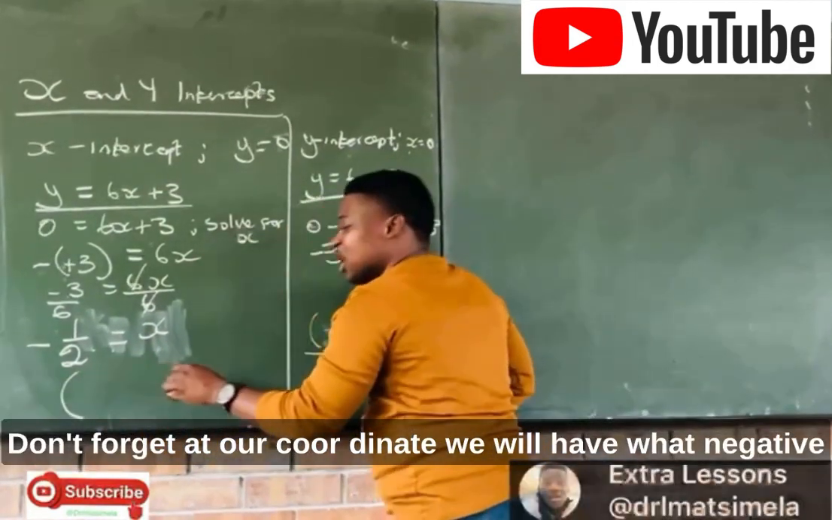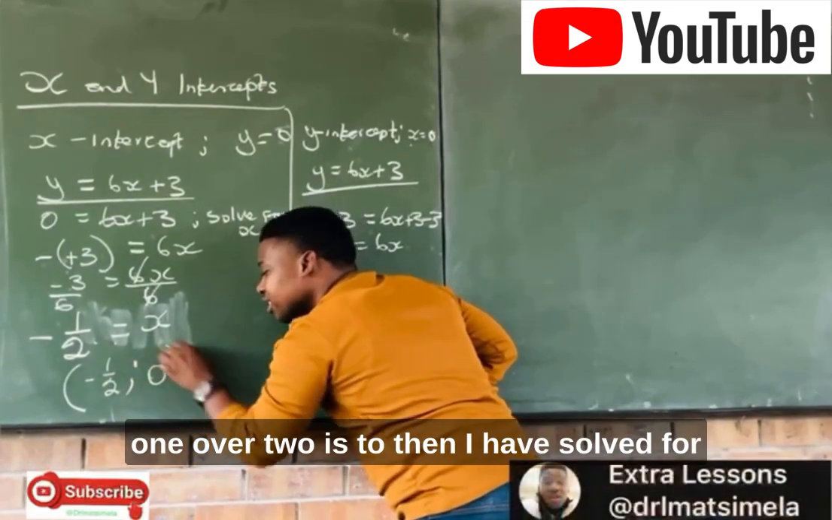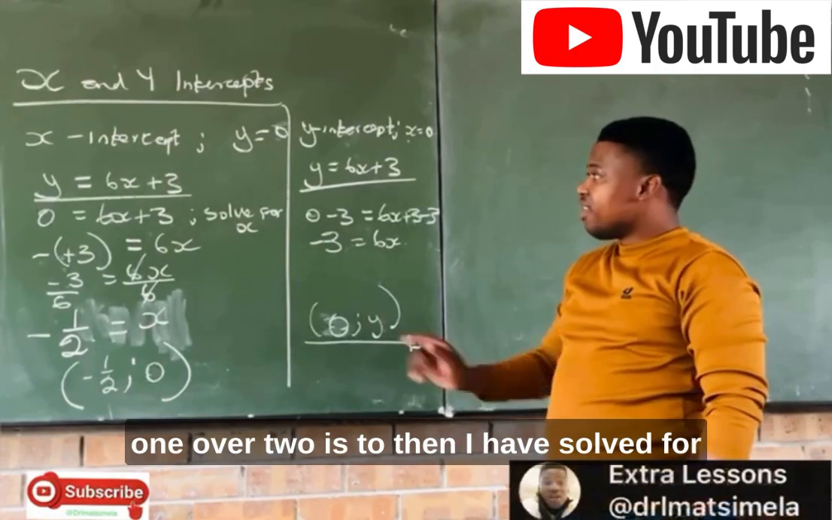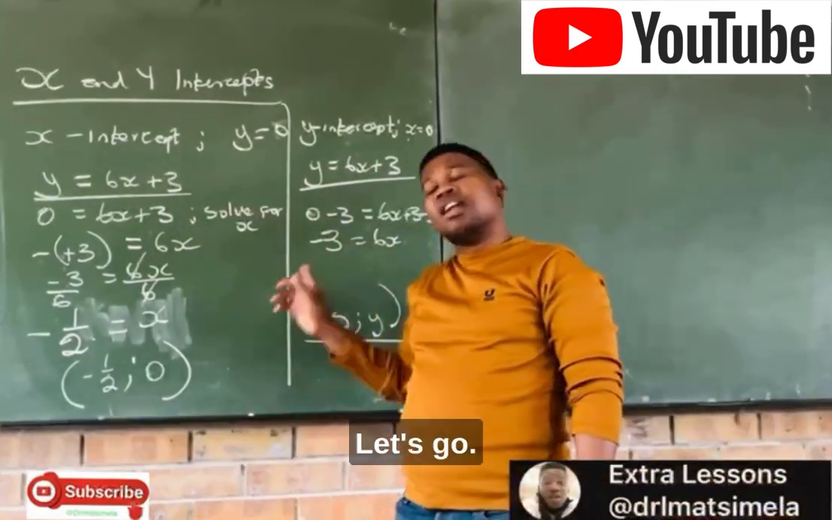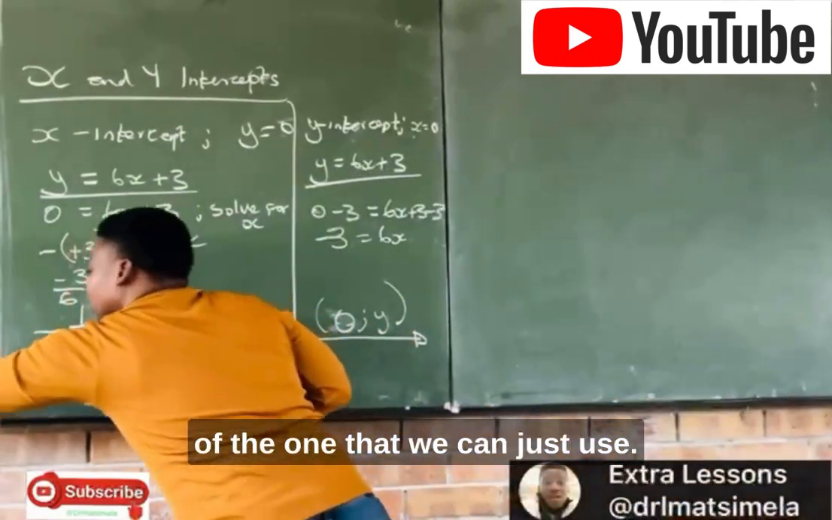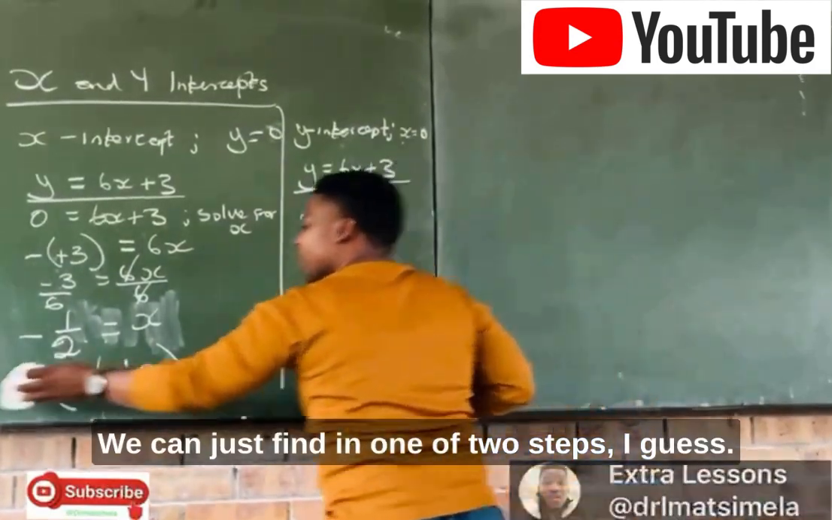Don't forget, as our coordinate we will have negative 1 over 2, 0. Then I have solved for x. I have found the x-intercept of this equation. Let's go for y. Y is the simplest, the shortest, the one that we can find in 1 or 2 steps.